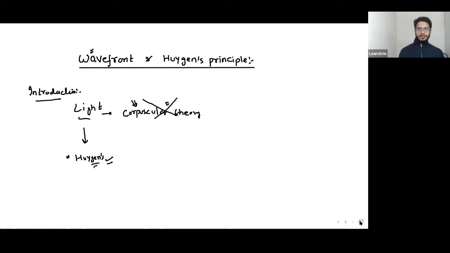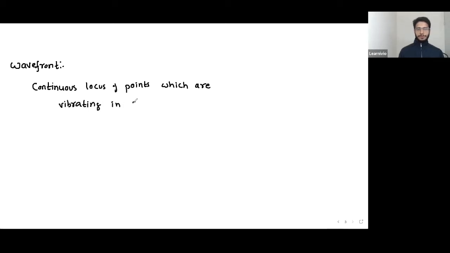Now, this Huygens theory starts with the concept of wavefront. So let's see what wavefronts are. Technically, wavefronts are continuous locus of points which are vibrating in the same phase. This is the definition of wavefront.